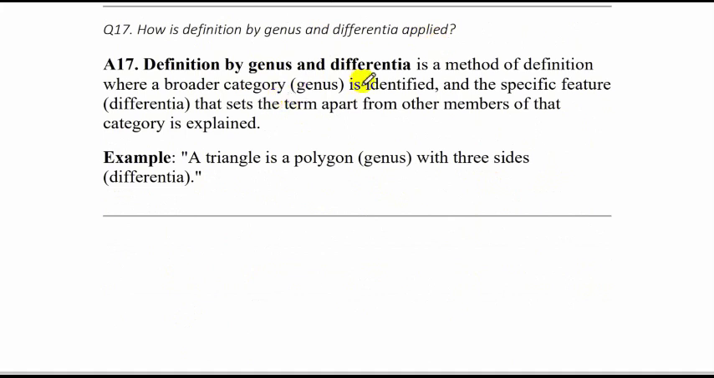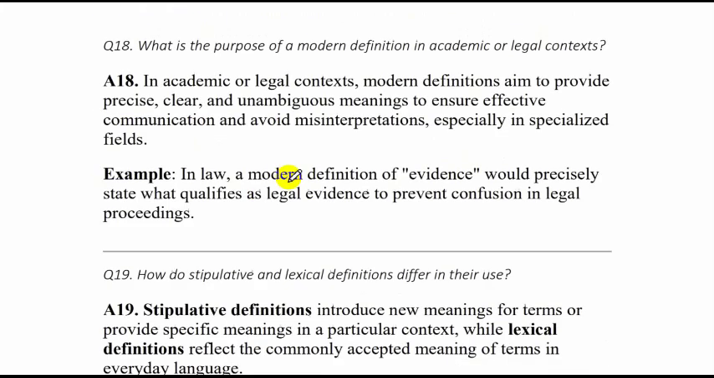How is definition by genus and differentia applied? Definition by genus and differentia is a method of definition where a broader category, that is the genus, is identified, and the specific features, the differentia, that set the term apart from other members of that category are explained. Example: a triangle is a polygon, which is the genus, a broader category, with three sides, which is the differentia, because it sets the term apart from other members of that category.